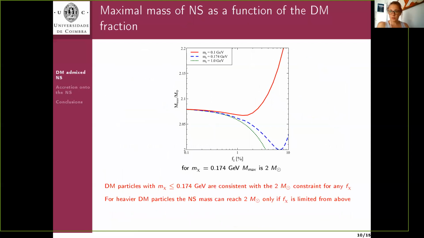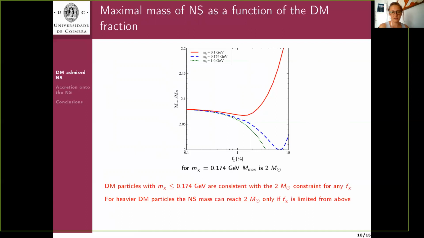So we decided to find out the limiting case when we are still, for any fraction of dark matter, in agreement with the two solar mass constraint. So we plotted a figure of maximum mass as a function of the fraction of dark matter for three different values of dark matter particle mass: 100 MeV, 174 MeV, and 1 GeV. For 100 MeV, as I said before, we are all the time in agreement with the two solar mass constraint. So we have a little bit of decrease of the maximum mass, and then it starts to rise again.